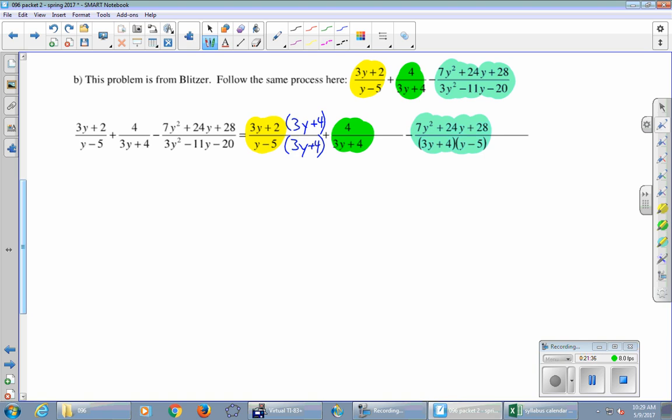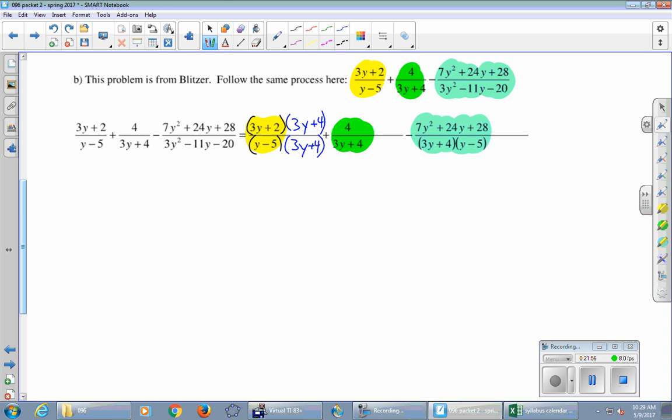Now I need to introduce some more parentheses, because at the moment it looks like the only thing touching the 3y plus 4 on top is the 2, but that's not right. I'm multiplying the entire bag of stuff upstairs and downstairs by 3y plus 4. Okay, my first denominator is looking pretty good, but my second denominator is missing something.